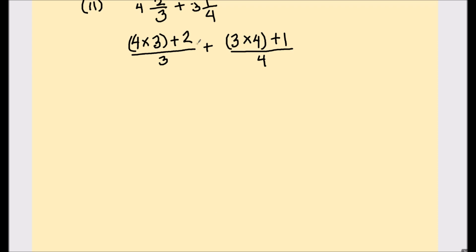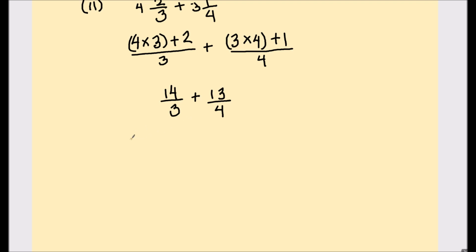4 times 3 is 12, 12 plus 2 is 14. So this is 14 by 3. And the second fraction will be 3 times 4 is 12, 12 plus 1 is 13, 13 by 4. Now we see that the denominators are not the same. That means these are unlike fractions.